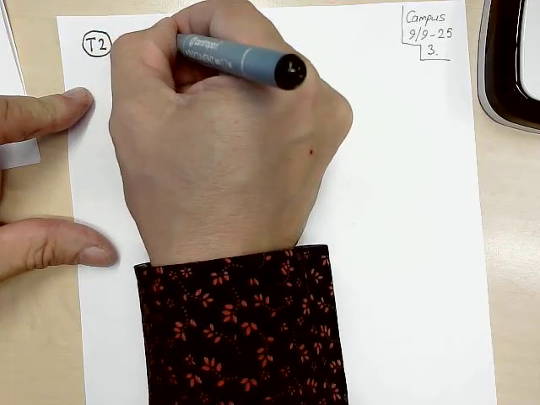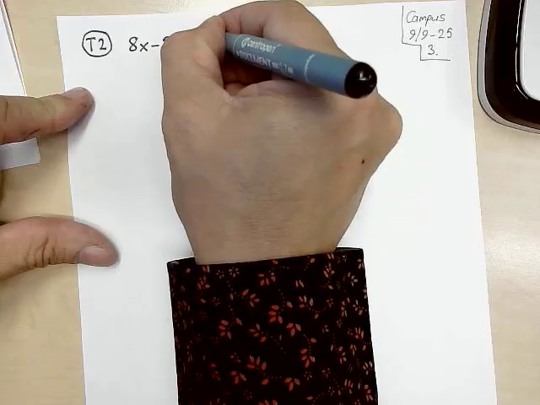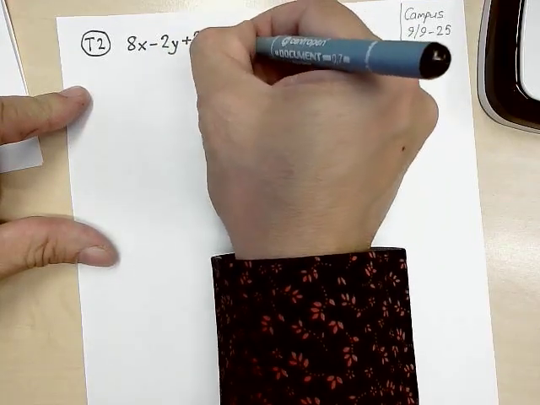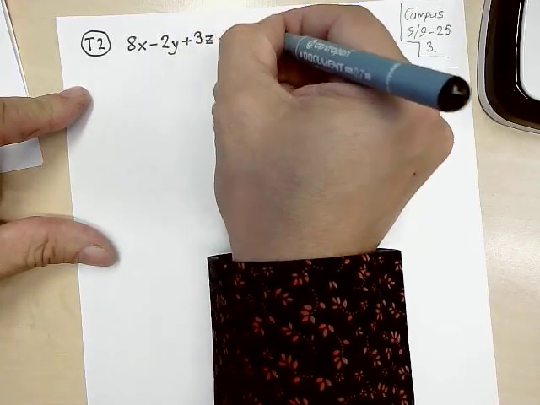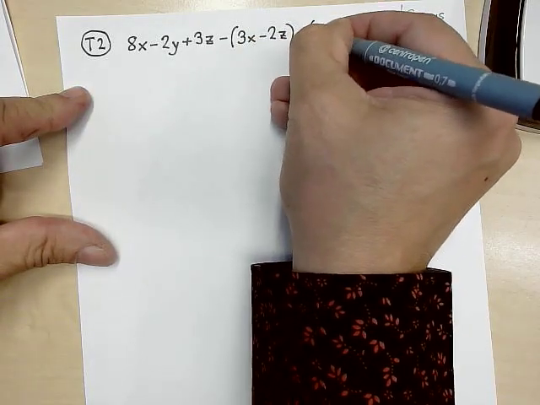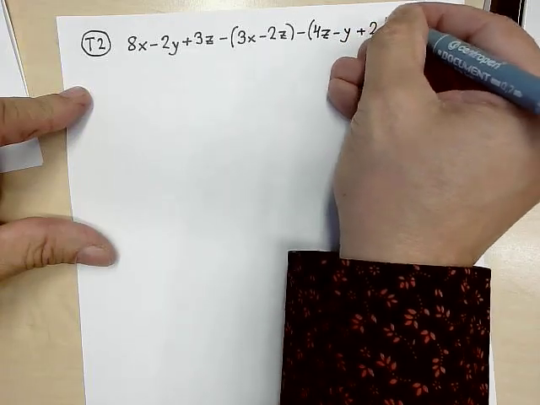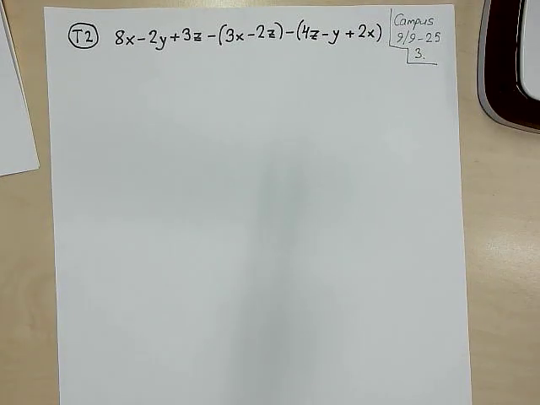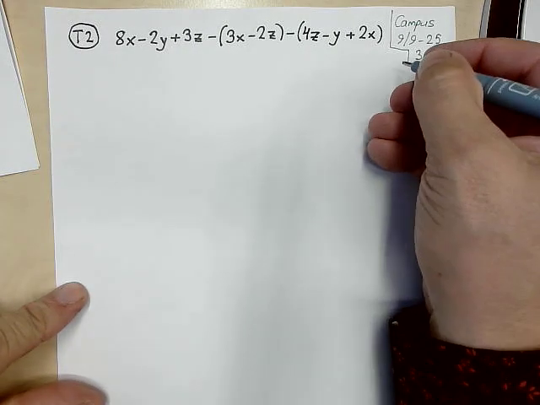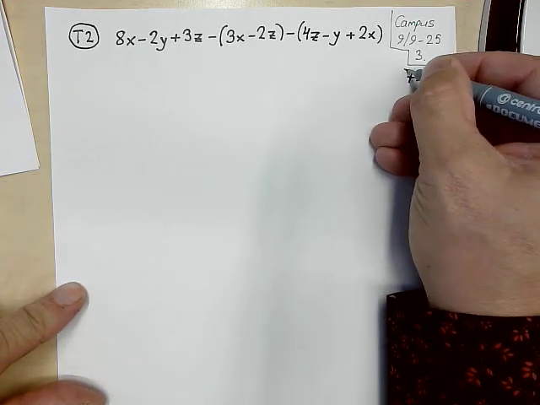8x minus 2y plus 3z minus... 79% could do this correctly the first time.